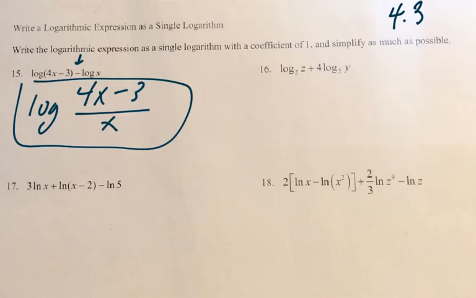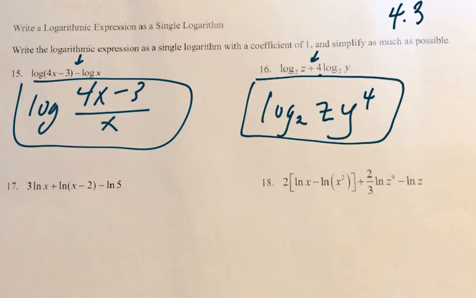Okay, so in number 16 right here, we have log base 2 of z plus 4 log base 2 of y. So our single log is going to be, we're going to combine those as a product because those two things are summed, and then we're going to use the power rule to move that 4 to be an exponent of the fourth power on y. So our final result for this one would be log base 2 of z times y to the fourth.